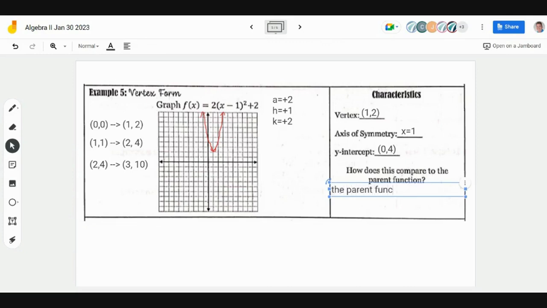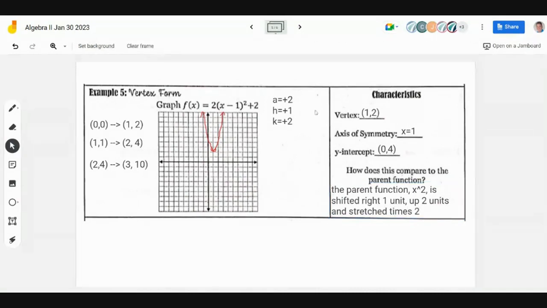The parent function, x squared, we know it's shifted right 1 unit, up 2 units, and stretched times 2. Just looking at the equation, knowing what the a, the h, and the k do, we can write that up, and then we can just draw it that way.